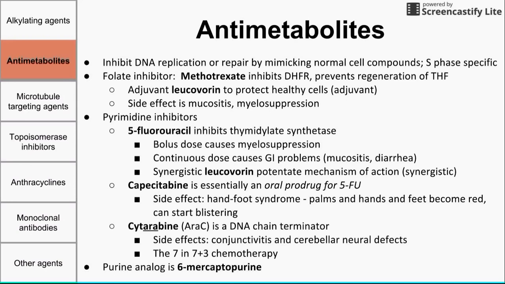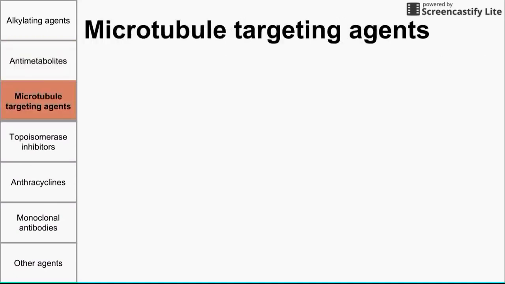And there's one other class of antimetabolites called the purine analog. And the one that is important to know is 6-mercaptopurine. Easy to remember that as a purine analog, 6-mercaptopurine. So we have 3 classes of antimetabolites, which is a larger class of chemotherapeutic drugs. We have folate inhibitors, pyrimidine inhibitors, and purine analogs.